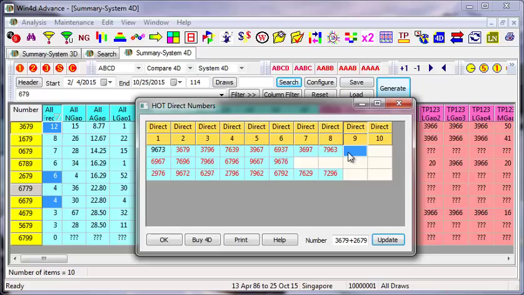Let's go to the hot direct number and see what happens. So my first priority will still go to 3679, second priority 2679, followed by 6679. So if you were to pick only one set, focus on 3679. If you really want your budget to be able to cover, then 2679 is the next best choice. Please take a close look, all these direct numbers are derived from the use of the hot direct number feature. It's that simple. You don't have to waste so much time picking the numbers. It's all there.